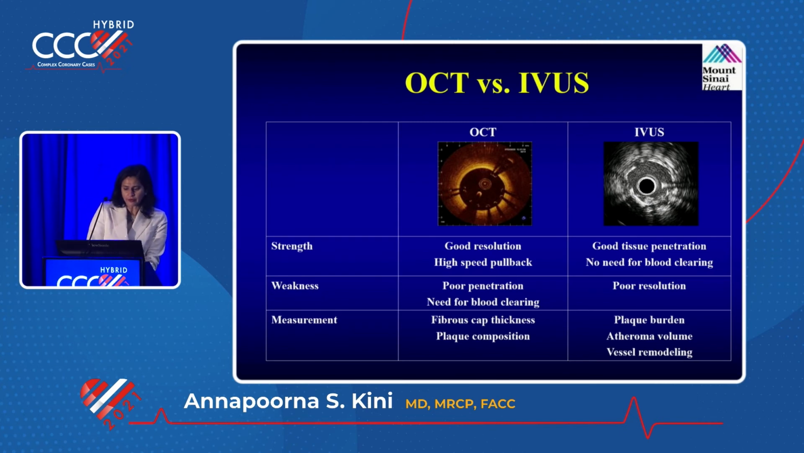So strengths: OCT has good resolution, like I showed you, and a high speed of pullback. IVUS tissue penetration is better because of the depth that it can go. So fibrous cap, if you need to really understand the fibrous cap, OCT is better. Plaque composition, in both you can see it well. But if you need to understand vessel remodeling, plaque burden and all that, you definitely need IVUS because you need more penetration to see behind.